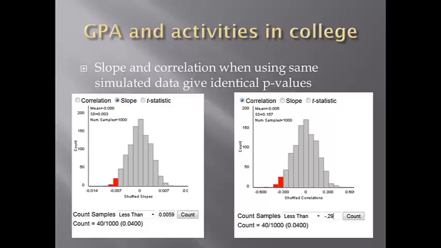If you click a different button at the top of the applet and go to correlation instead, what this means is, for the same 1,000 simulations, let's compute the correlation each time and keep track of that. Now what do we need to change? We need to ask, how often does the actual correlation, which was negative 0.29, or less occur if the null hypothesis is true? It's the same 4%. That will always be the case. You get an identical p-value, whether you use the slope or the correlation to do your simulation.